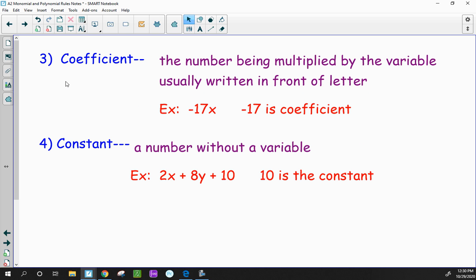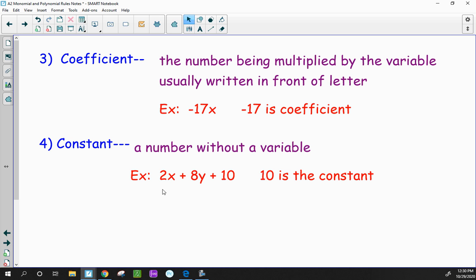Third definition is coefficient. Coefficient is the number being multiplied by the variable, and it's usually written in front of the letter. So like for example, negative 17x. Well, negative 17 is the coefficient. A constant, when you hear me say that word, I'm just referring to a number without a variable. So in the example that you see on your screen, 2x plus 8y plus 10, 10 is considered the constant because 10 does not have a letter attached to it.